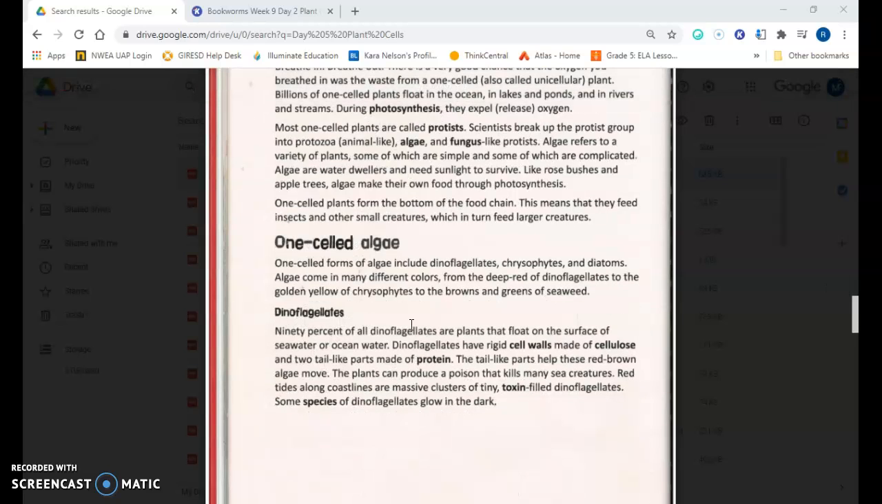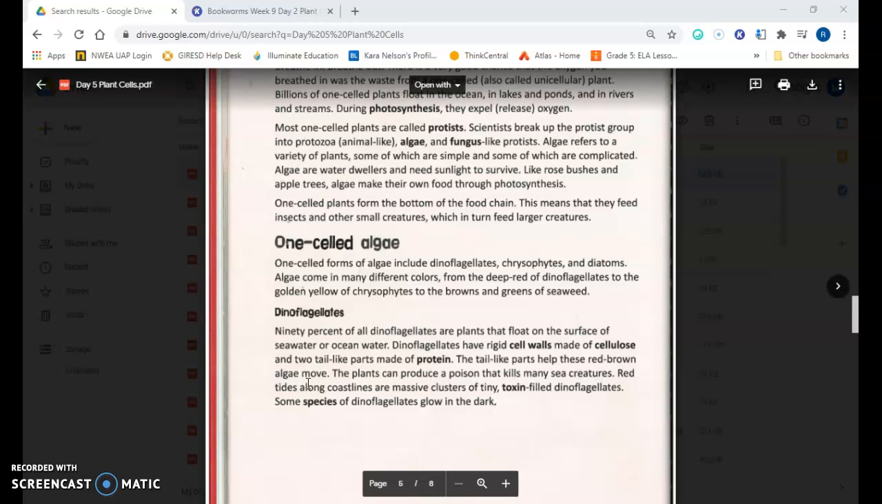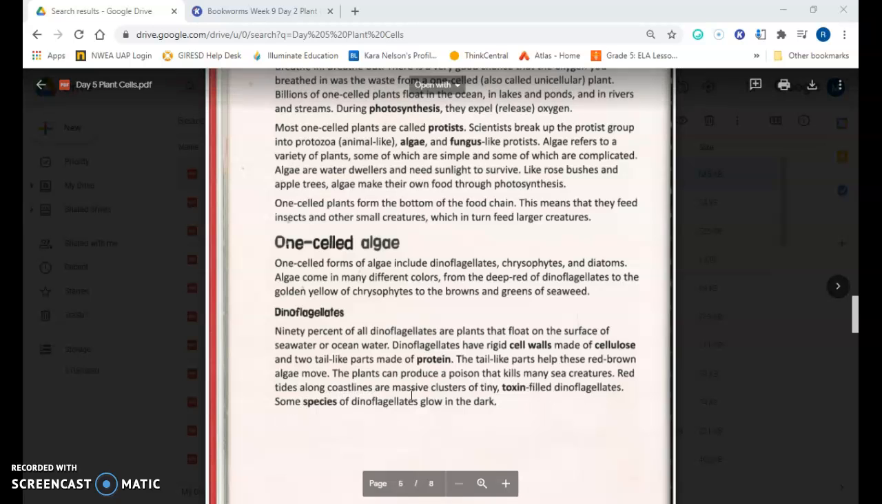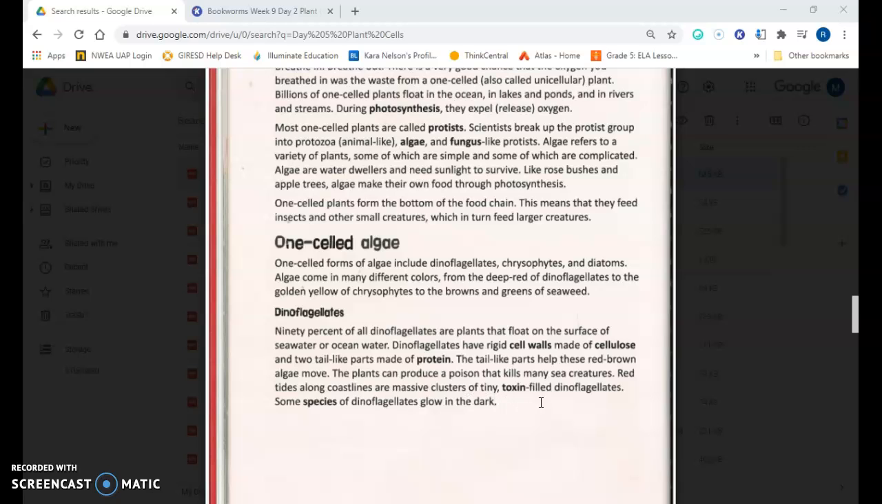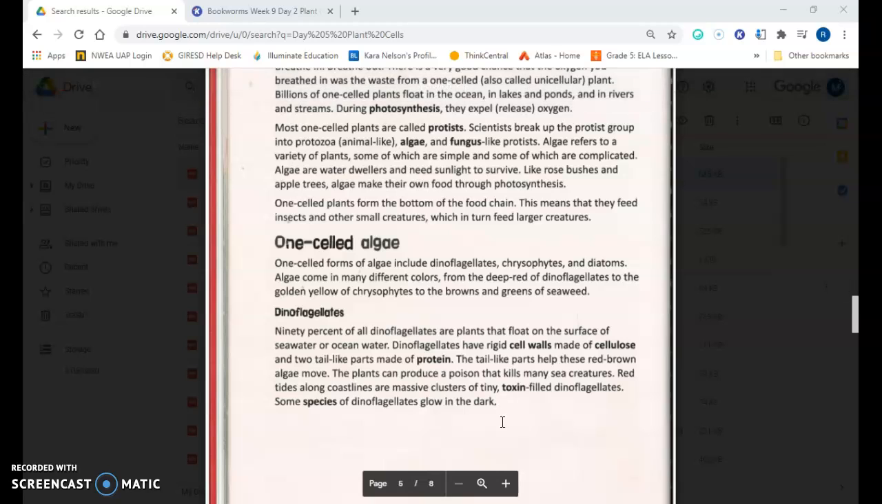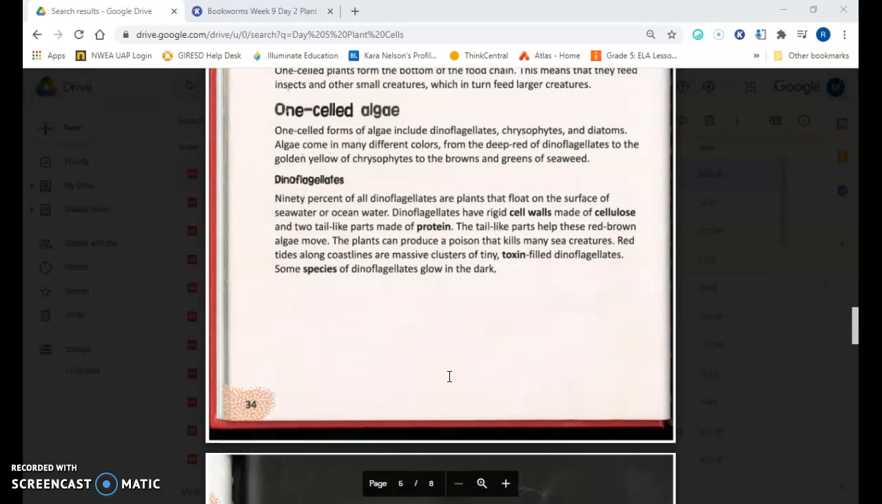Dinoflagellates. 90% of all dinoflagellates are plants that float on the surface of seawater or ocean water. Dinoflagellates have rigid cell walls made of cellulose and two tail-like parts made of protein. The tail-like parts help these red-brown algae move. The plants can produce a poison that kills many sea creatures. Red tides along coastlines are massive clusters of tiny toxin-filled dinoflagellates. Some species of dinoflagellates glow in the dark. Neat.